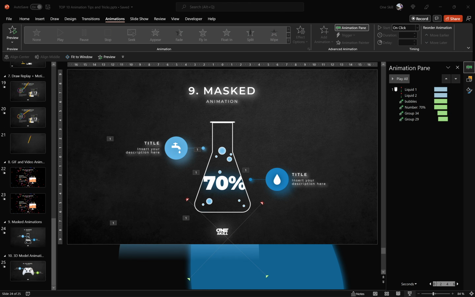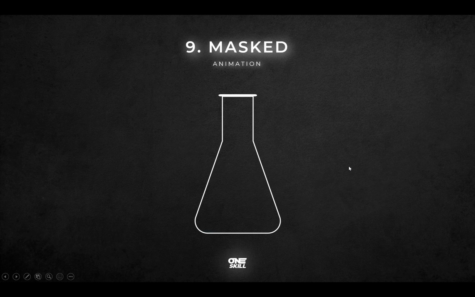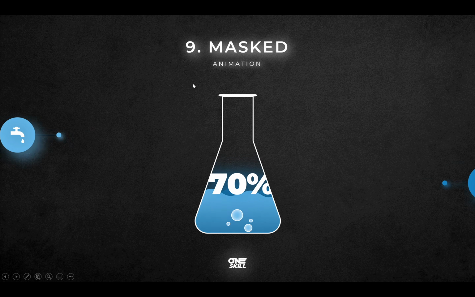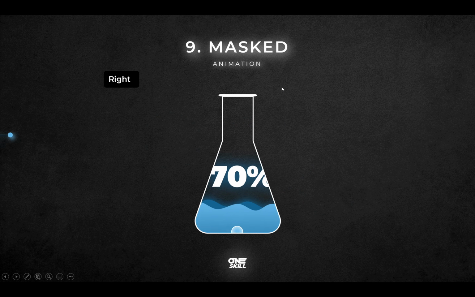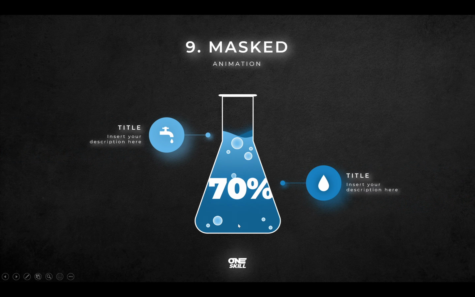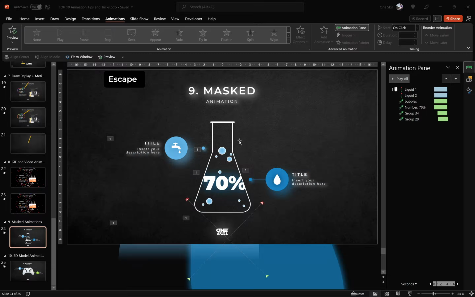masked animation. Let me show it on the full screen. So as you can see, once we click, this bottle gets filled with water. And basically here in the background we have a mask with a hole inside. And behind that mask we have these two blue shapes that represent water. And this way we can create this animation.